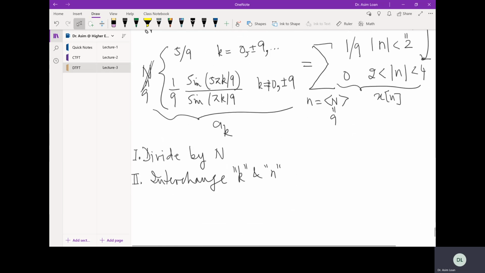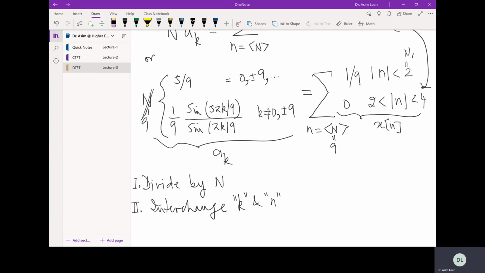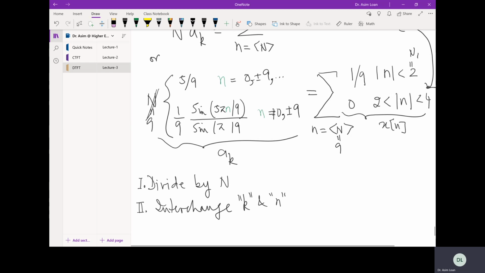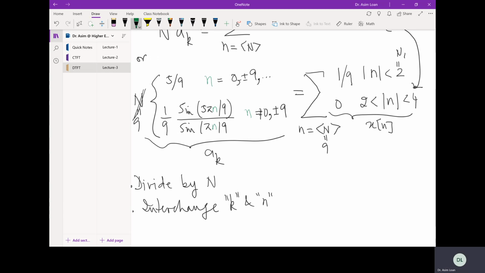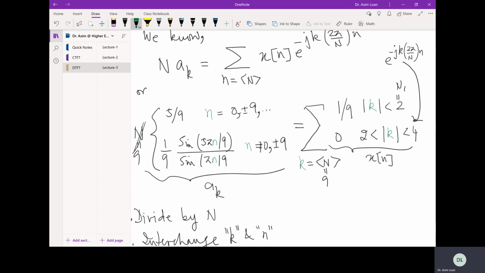So if I interchange k and n, this k will become n. This k will become n. This k will become n. This k will become n. This n will become k. This n will become k. And this n will become k. And then the final thing is, no need to change here.